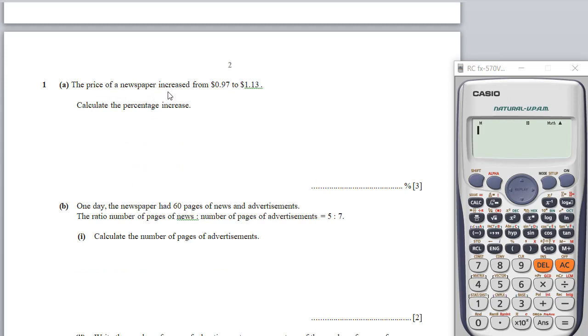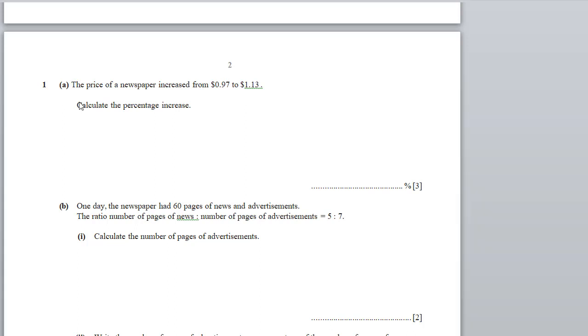The price of a newspaper increased from 0.97 to 1.13. Calculate the percentage increase. So the percentage increase is equal to 1.13 minus the original, which is 0.97, divided by the original 0.97, multiplied by 100.